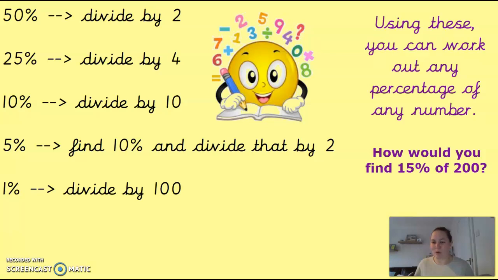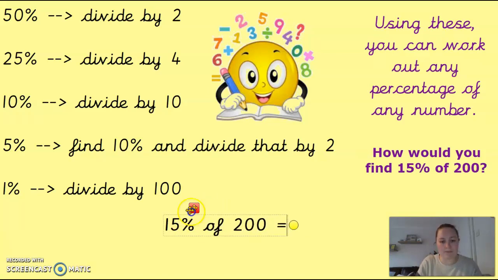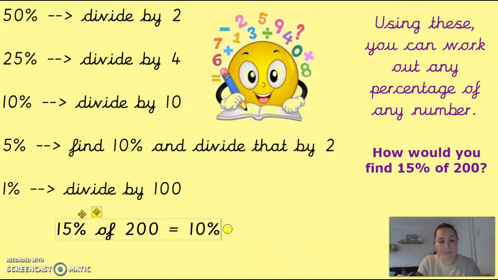Okay, let's see what you thought. So 15%, I have to think about 15. What is it made up of? Looking at these numbers that I know I've got rules for finding, how could I make up 15? So I could do 10% add 5%. So 15% of 200 equals 10% plus 5%.